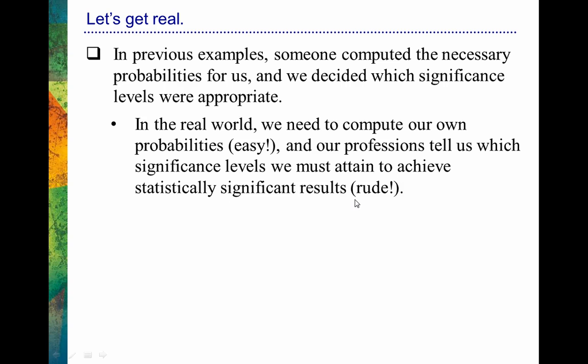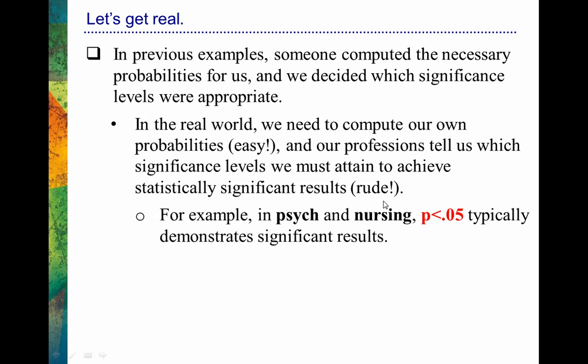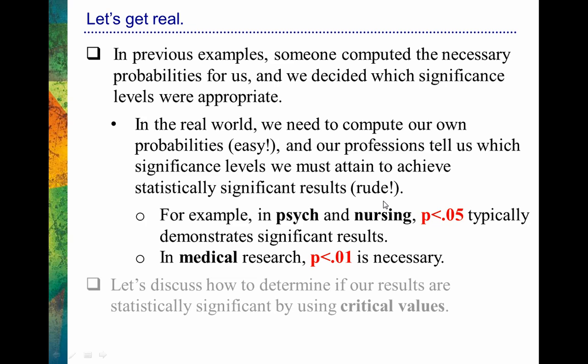It's a little bit rude, I guess, because we don't have much of a say in that matter. For example, in psych and in nursing, the probability of finding our results just by chance must be less than 5% for us to say we have statistically significant results. But in medical research, as I've mentioned previously, we need more evidence. We need to rule out chance at an even greater level. In that case, we have to prove that our results would happen by chance less than 1% of the time for us to rule out chance as a reasonable explanation and conclude that we have statistically significant results. So we need even more evidence in those situations.